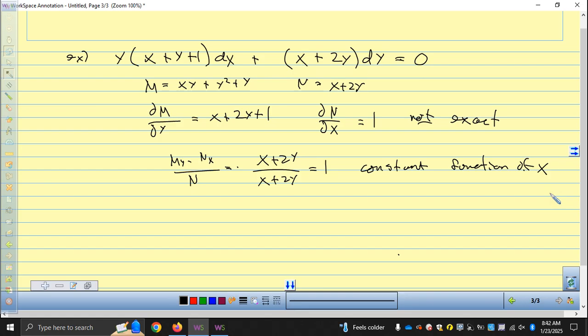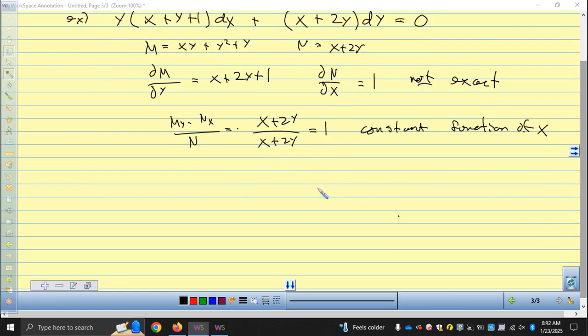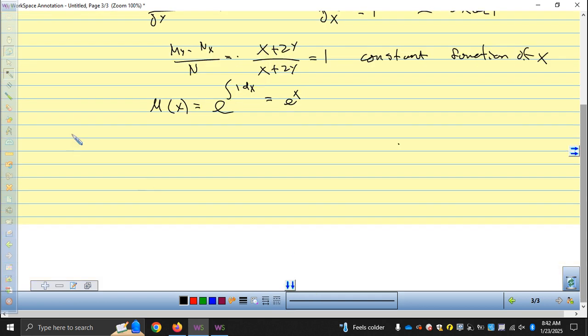A constant function is a function of, we could say it's of either variable, but I can say this is a constant of x only. So our integrating factor is e to the integral of 1 dx, which is just e to the x. And we know we don't have to worry about the constant with our integrating factor because we're multiplying everything on both sides of the equation. So I'm going to multiply the original equation by e to the x.